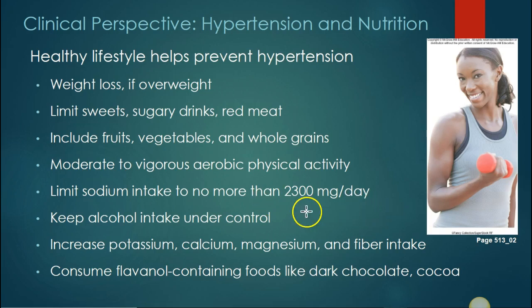Again, we see this limiting the sodium intake, keep their alcohol intake under control, increase potassium. This is a major recommendation, and a lot of Americans aren't getting enough, as well as increasing calcium, magnesium, and fiber intake. And finally, what I at least think is kind of a fun recommendation is to consume foods that contain flavonols, including dark chocolate and cocoa.